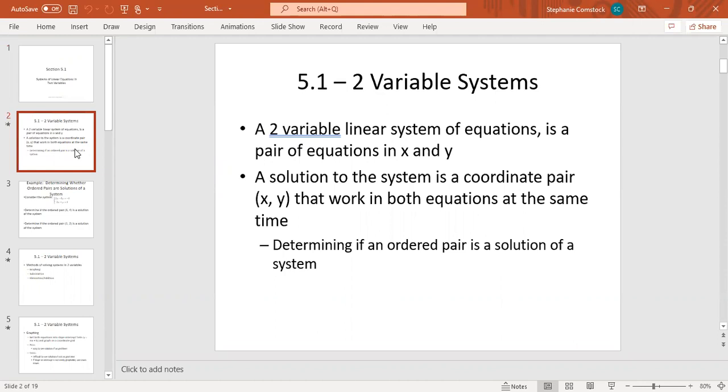Now, the general rule when we talk about systems, because systems can be expanded, is we need the same number of equations as we have letters. So in this case, if we're working with x and y, that's two letters, we need to have two equations.